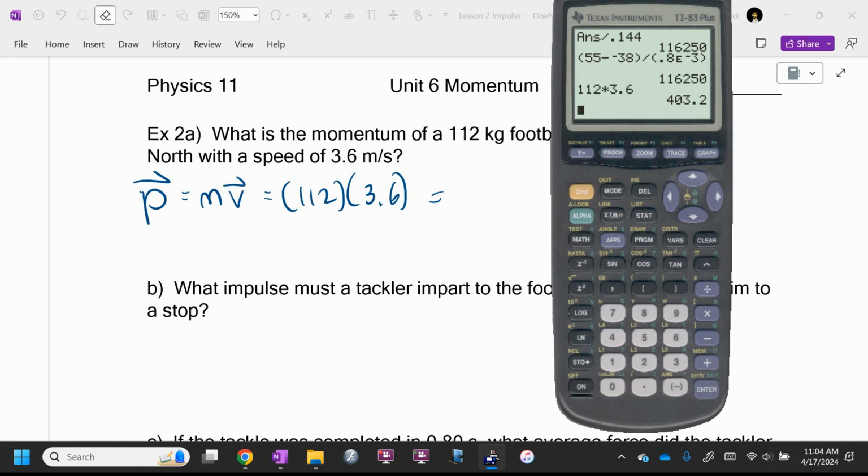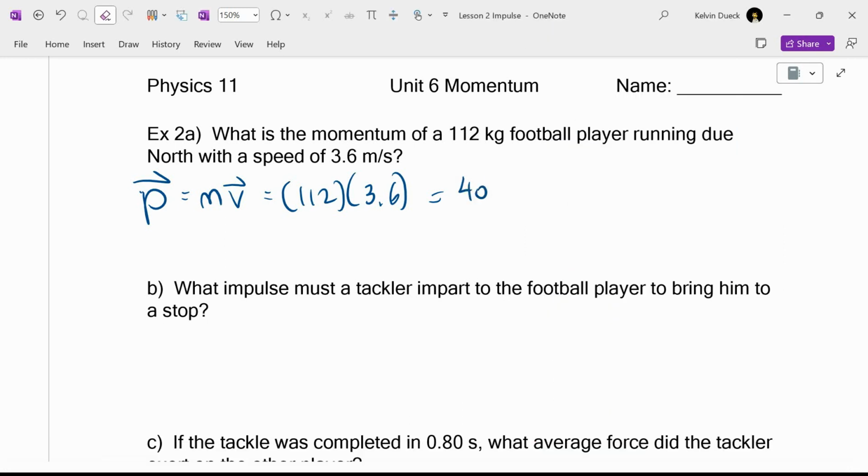Now, I notice you said the 3.6 was positive. What direction are we going in this question? So you've let north be positive. So a positive answer means north. What if we ever get a negative answer? That would be south. Okay. So let's go 403.2 units. Yes! I knew I could count on you. Well done. And if they wanted a direction, I could say north.